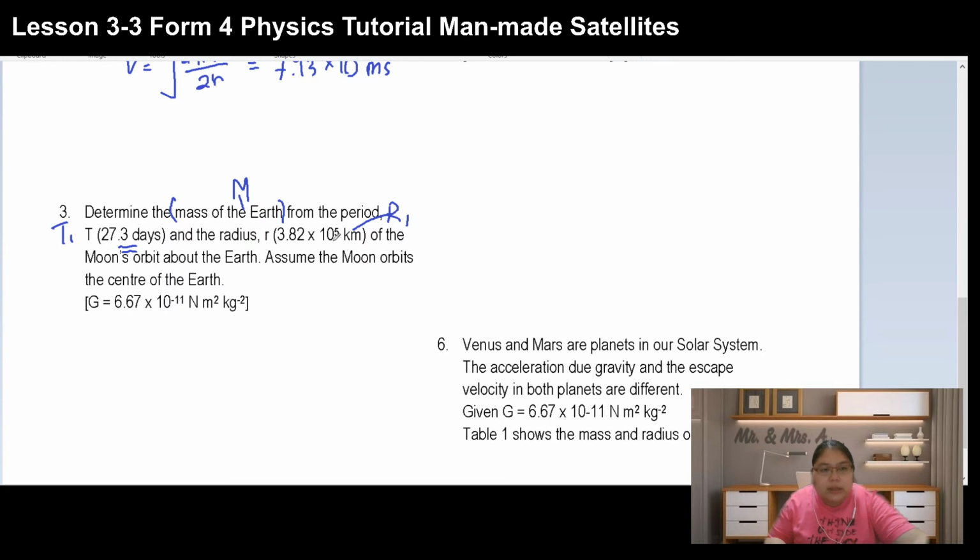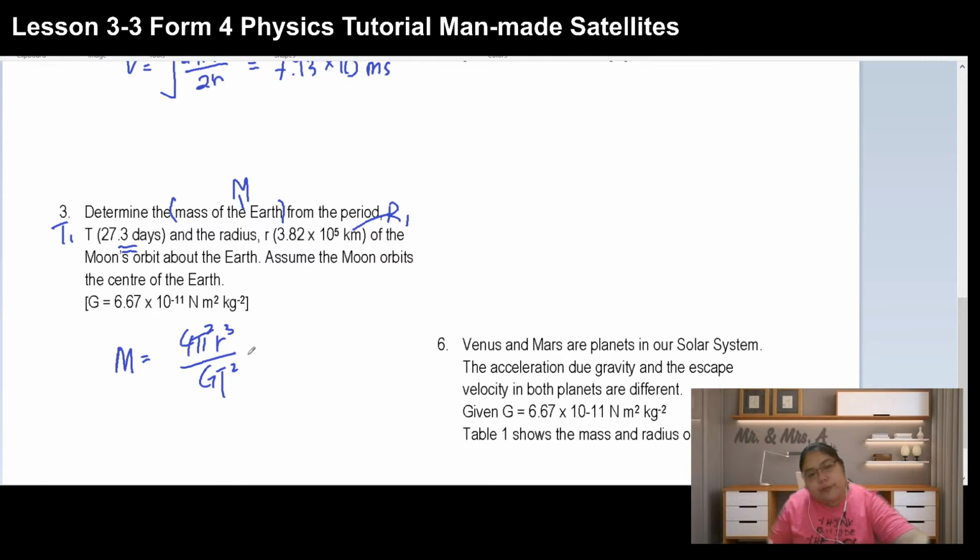So from here we got the time taken, we also got the radius. But the question wants us to find the mass. We don't have a second time value, so we cannot use the equation T1 over T2; that one we don't need to use. We're using the normal mass formula, the mass of the earth. It should be 4 pi squared r cubed, over G t squared.